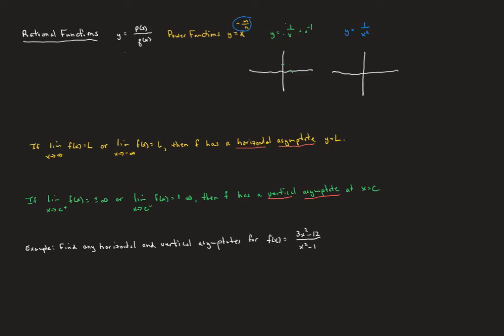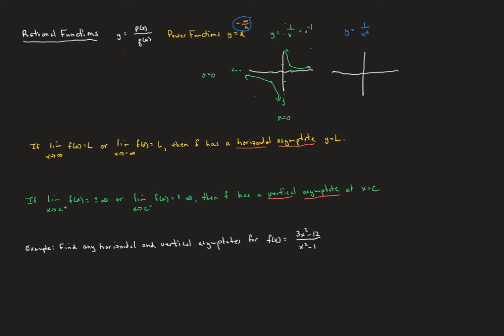So I want you to add these to our list of known functions. My hope is that when you see 1 over x, you get a mental picture of a function that resides in quadrant 1 and quadrant 3. It has a horizontal asymptote of y equals 0, and it also has a vertical asymptote of x equals 0.